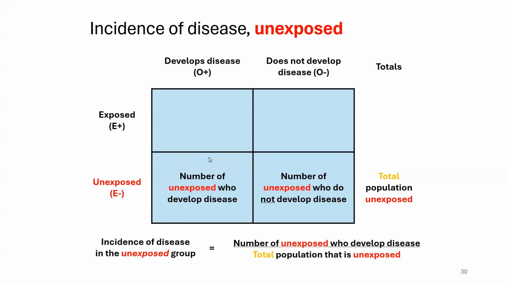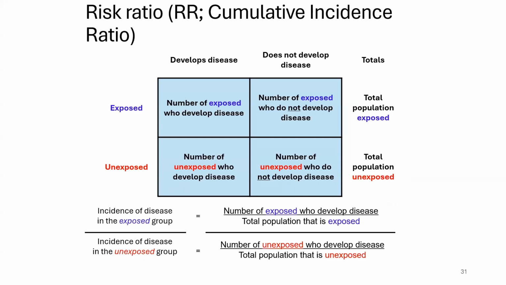So we would take the number of those who are unexposed who developed the disease and divide that by this total population here. So we calculate these, and then we can use that to calculate our cumulative incidence ratio. So we have our cumulative incidence in the exposed and cumulative incidence in the unexposed. And that, my friends, is how we get our risk ratios.